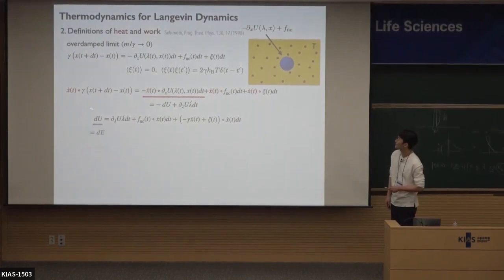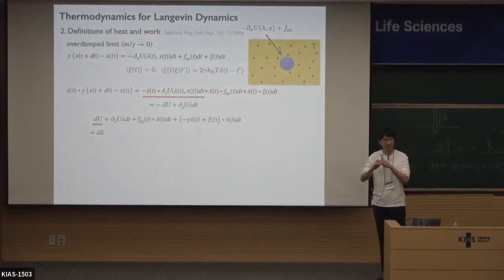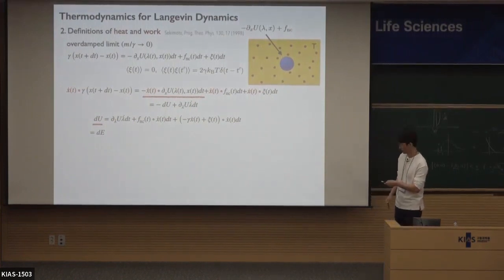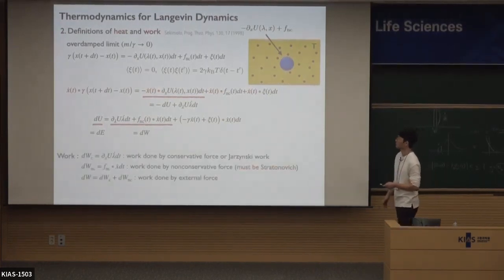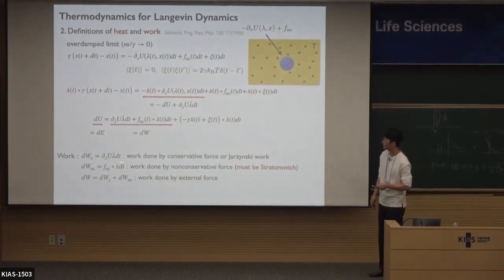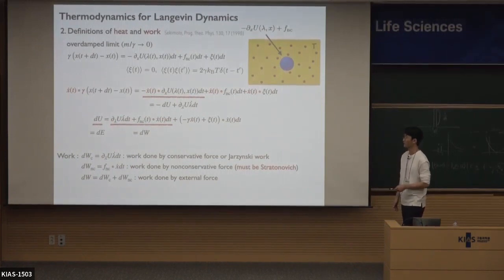And then, because in overdamped Langevin system there is no velocity, there is no kinetic energy. So the system energy corresponds to just the potential energy in overdamped Langevin system. So this du equals the energy change now. And the second term is almost the same as the previous underdamped Langevin case. So this is a work. Of course this can be divided into two parts. In this case, this is the work done by conservative force, or Jarzynski work. The same definition as we saw in the underdamped Langevin system. And this is the work done by non-conservative force.